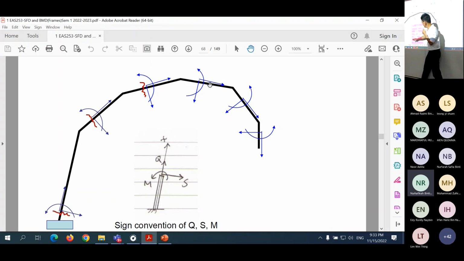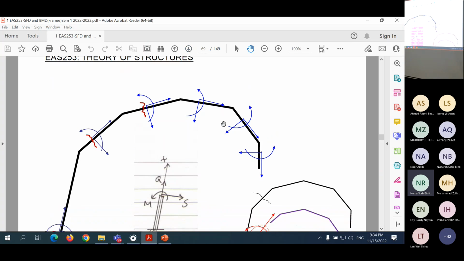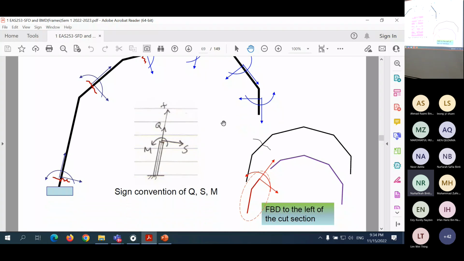Okay, so this is showing your positive direction, but if you cut here, you use this part. If you cut here, use this part. If you cut here, you use this part, and the same thing. So that is the free body diagram. The left of the cut section is being used. Then that is the positive direction. If you use the other side, then remember the positive direction becomes opposite to what I show here on this slide.